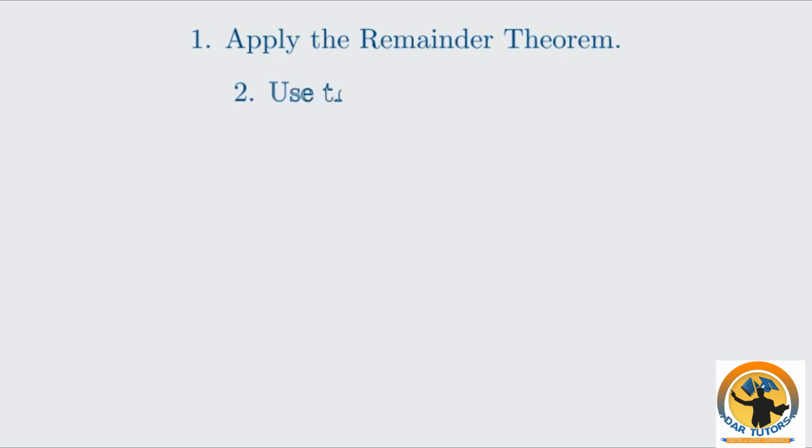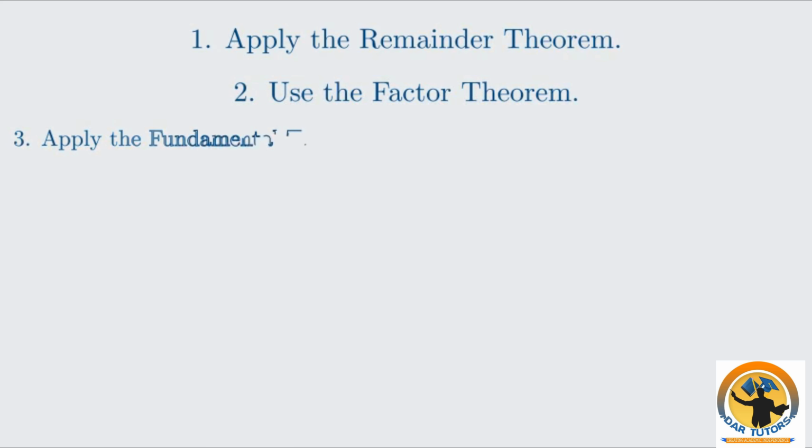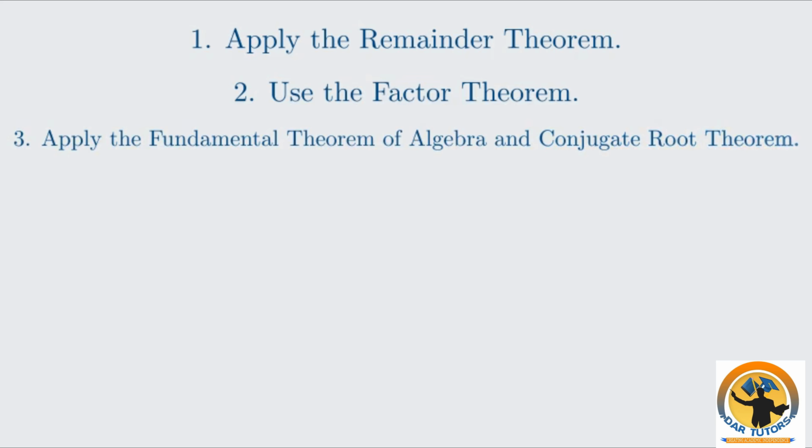Second, use the factor theorem to identify factors of a polynomial and solve for unknown coefficients. Third, understand and apply the fundamental theorem of algebra and its properties, especially the conjugate root theorem, to find all zeros of a polynomial. Let's begin with the remainder theorem. Our first objective is to apply the remainder theorem. This theorem provides a shortcut for finding the remainder of a polynomial division.